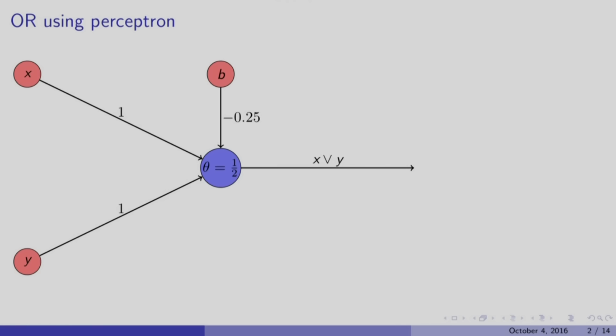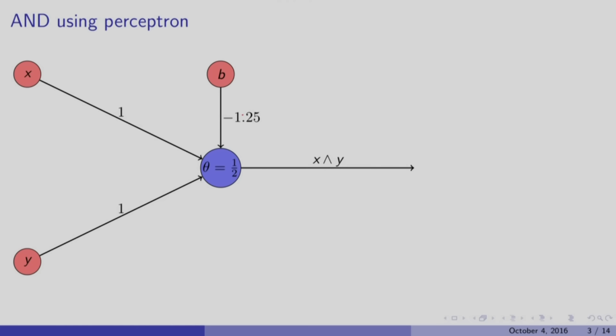Hello and welcome to this course on machine learning. We will continue with our discussion on nonlinear separation using neural networks. So recall that a single node neural network corresponds to a perceptron, and we saw how you could get separation for a function like OR using the perceptron. Basically weights of 1 and 1, a bias B of minus 0.25 and threshold of half.